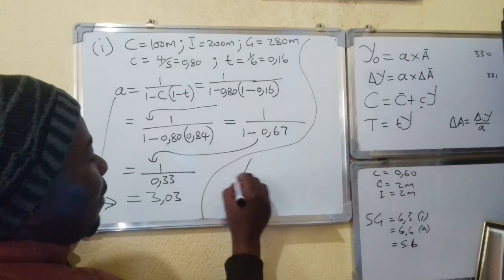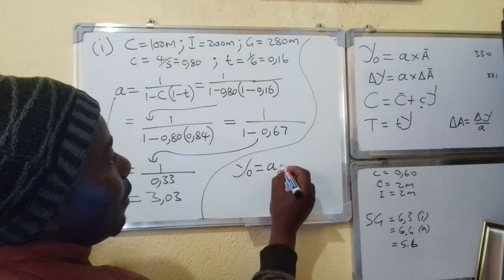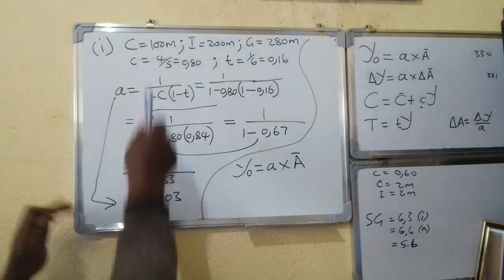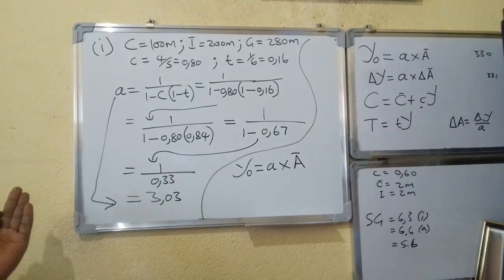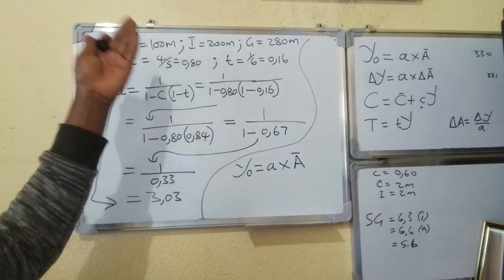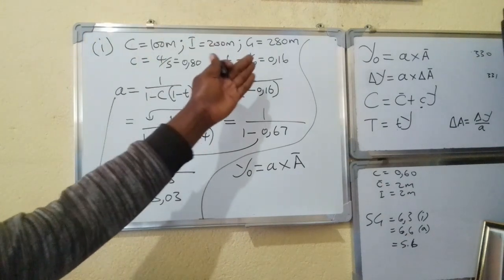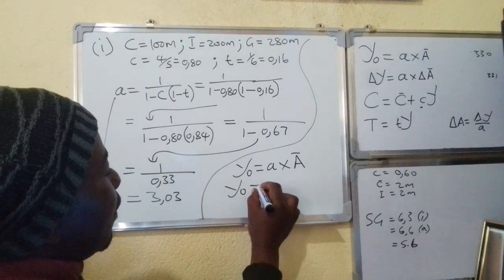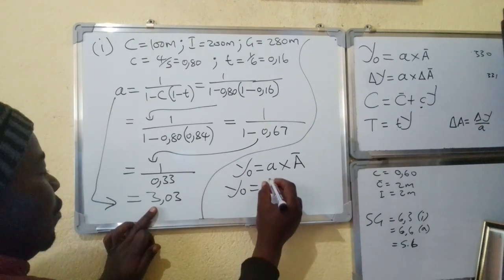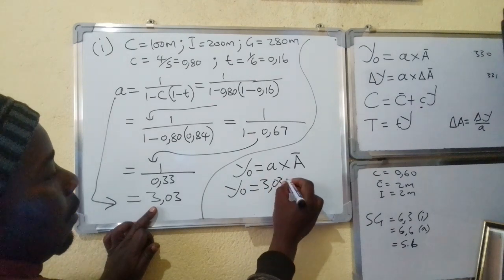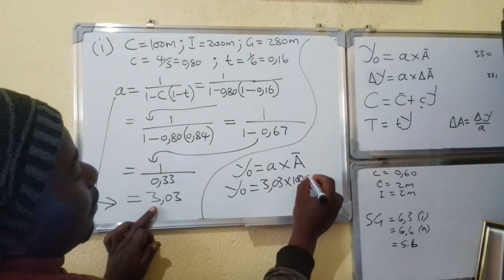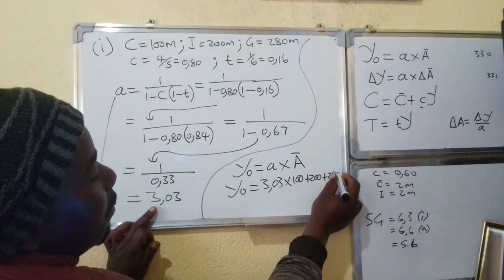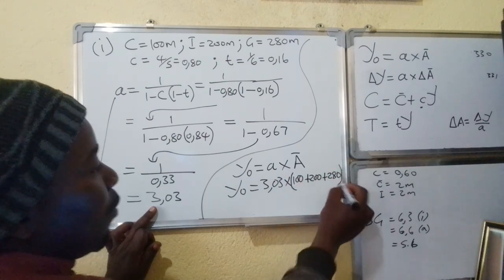Our equilibrium level of income equals A, the multiplier, times autonomous expenditure. Where is our autonomous expenditure? 1, 2, 3. There is our autonomous expenditure: the consumption expenditure plus the investment expenditure plus the government expenditure. So you have your equilibrium level of income equals your multiplier, and now you're substituting: 3.03 times 100 plus 200 plus 280. I like to put this one in brackets.